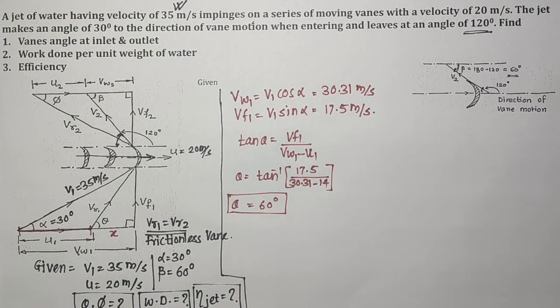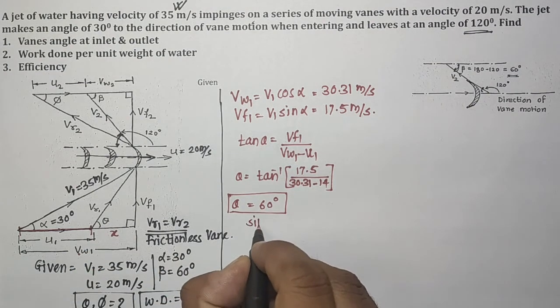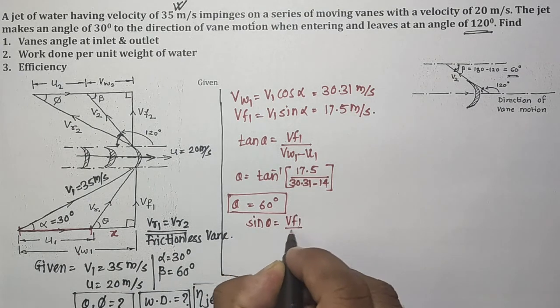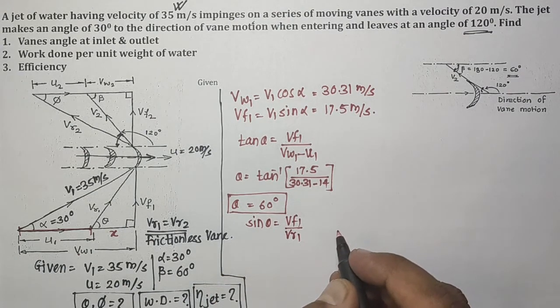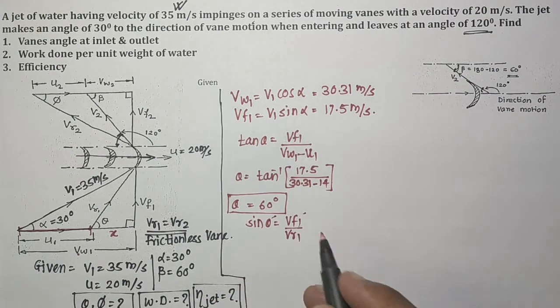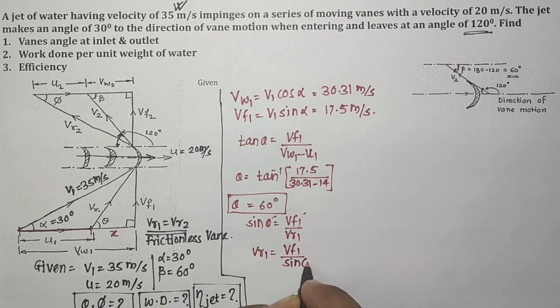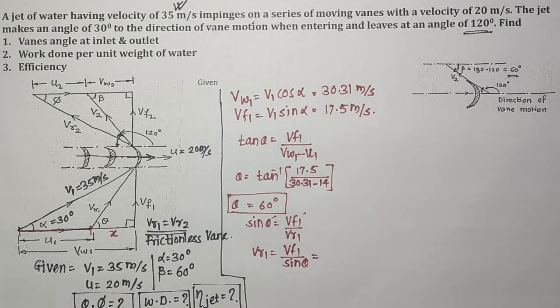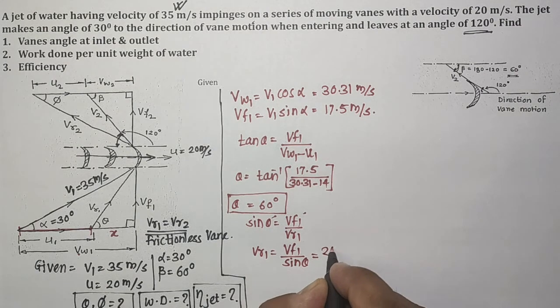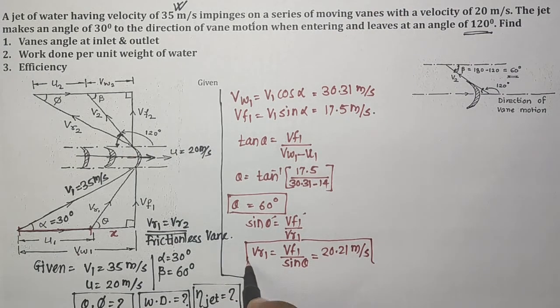Okay. Now the next thing is to find out the VR1 value. VR1 can be found out like this: sin theta is equal to VF1 upon VR1. Rearranging that equation, we have the theta value, we have VF1. So VR1 is equal to VF1 upon sin theta, and after putting these values in this equation, we will have 20.21 meter per second as the value of VR1.